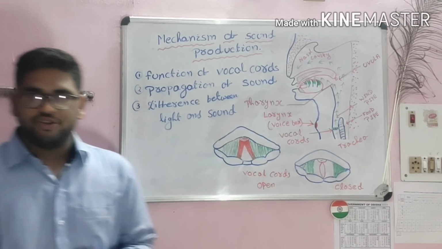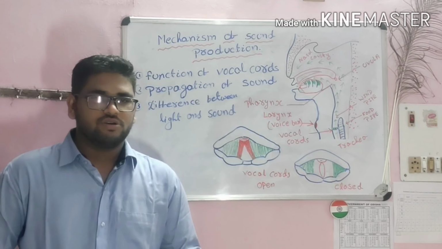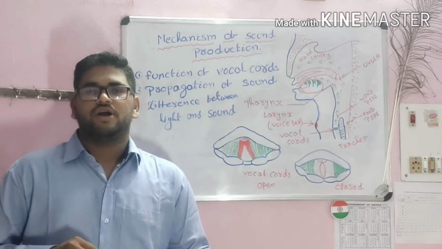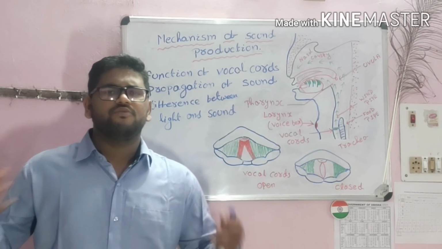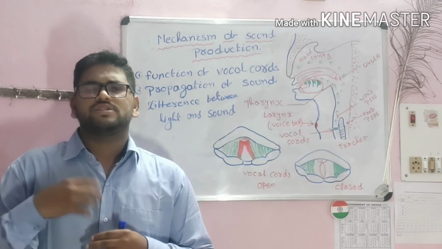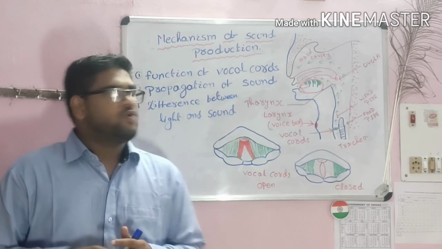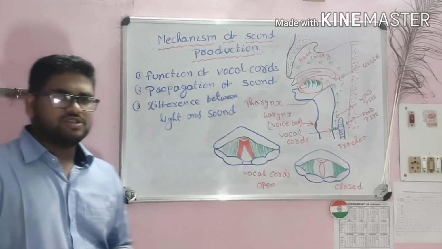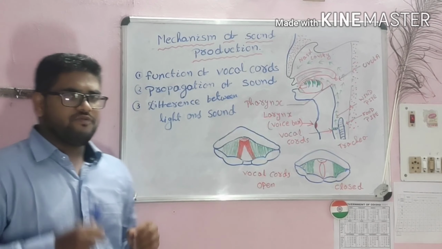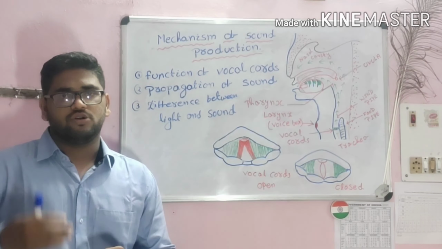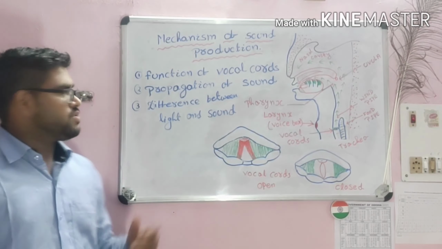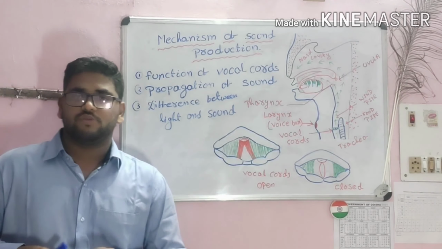This is the second video of our topic sound. In this video, we will learn about how sounds originate, how humans are able to speak, how the voices come out from the human, and what is the mechanism behind the formation of sound. We will learn about the functioning of vocal cords, what the function of the vocal cord is in order to produce sounds.